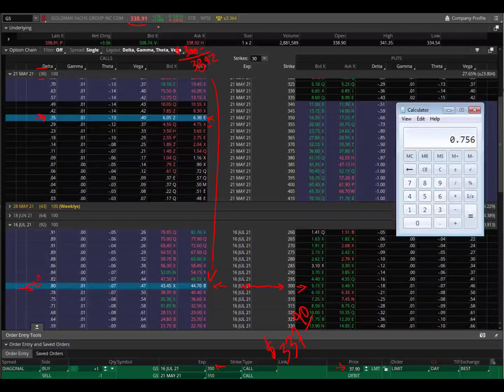Now remember, when we were going over our definitions of an option? The call buyer, if I'm buying this call, has the right but not the obligation to buy Goldman Sachs at $300. Now, I did have to pay a premium for that, right? I had to pay $37 for it. So that tells me where my break even is.